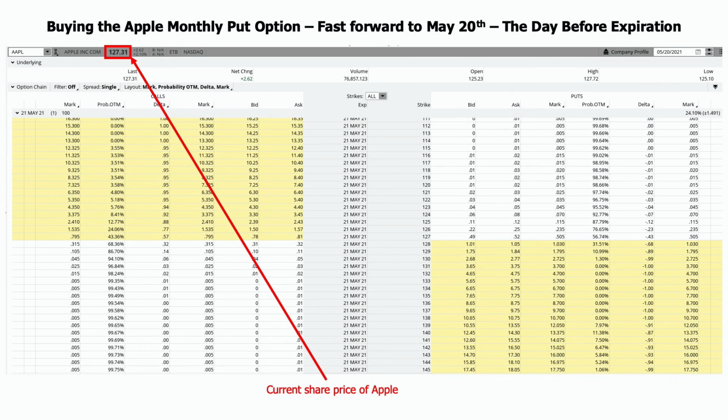So now we reach the day before the expiration, and we can see that the current share price is $127.31. And this is great because now we've got the right to sell the shares at $140, and we can buy them back at the market price of $127.31. And let's go and take a look how that trade looks.